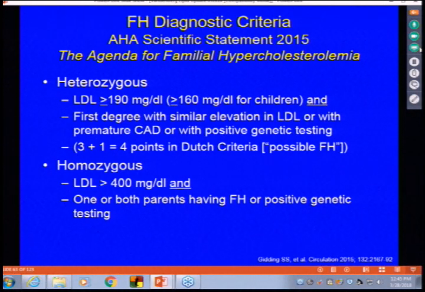Again, the over 190 typically is the number that kind of gets your attention for a heterozygous. Homozygous over 400, and this relates to there's a couple new agents that have been approved for homozygous. This is a real rare disease.